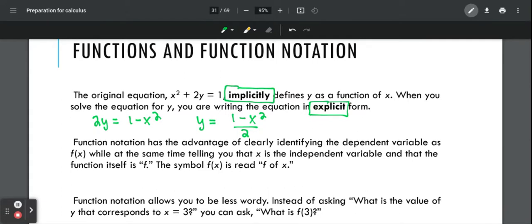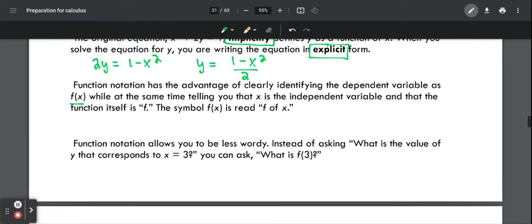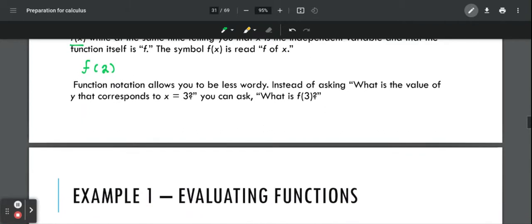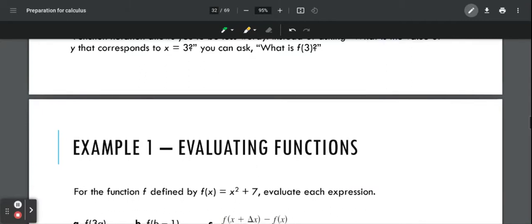So function notation, remember, is when we replace that y with f of x. At the same time that we're telling you it's a function, we're telling you that x is the independent variable, and we're actually naming the function. We're calling it f. If they were to say f of 2, that would mean what is your y value when you substitute 2 in for your x value. So function notation allows you to be a little bit less wordy. Instead of saying what's the value of y that corresponds to x equals 3, you can just say what is f of 3, and it means the same thing. It's kind of that shortcut notation.